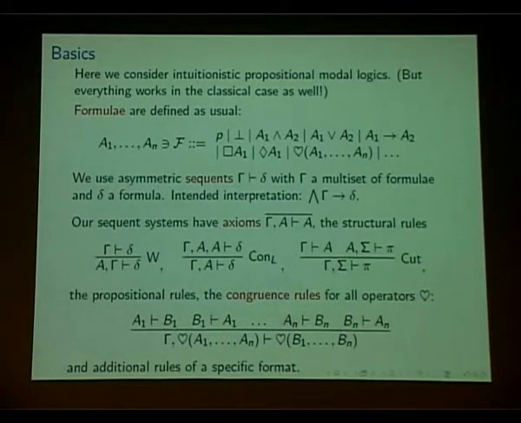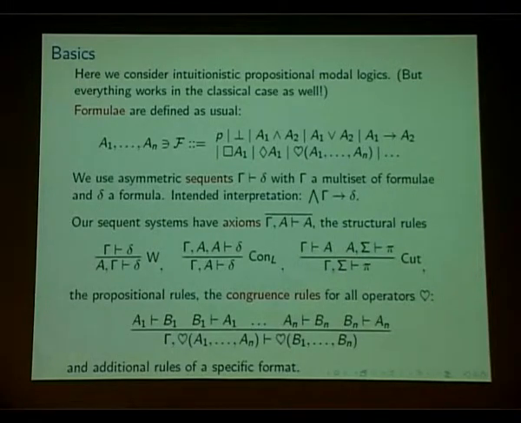So since we're in an intuitionistic setting, we use asymmetric sequents, which read gamma entails delta. So gamma is a multiset of formulae, so you can have formulae with multiplicities, and delta is just a single formula. And as usual, the intended interpretation is that the conjunction of all the formulae in gamma implies the formula delta. I assume heart is monotonic. If it's not monotonic, it will still work. Yes, I'll come to that. Okay.